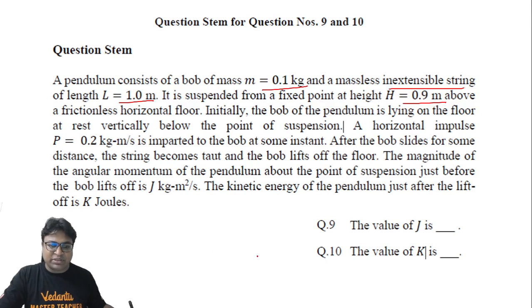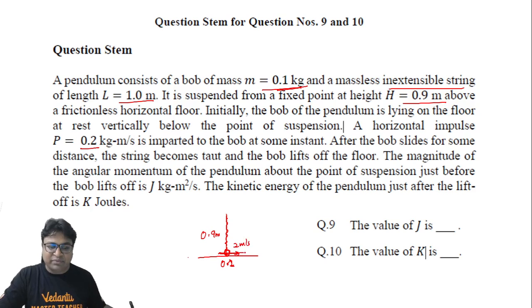So the situation is somewhat like this. There is a floor and this is 0.9 meter, but the length of the string that we have used is more than 0.9 meter. It is 1 meter. So basically the string is slack right now and the bob is here. The mass of the bob is 0.1 and then we gave it a horizontal impulse in this direction which equals 0.2 SI units, which means 0.2 divided by 0.1, so that's 2 meter per second. So we provided it with a speed of 2 meter per second.